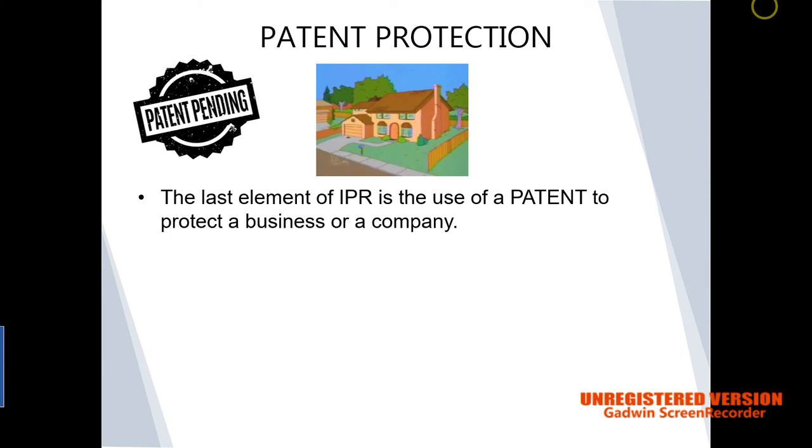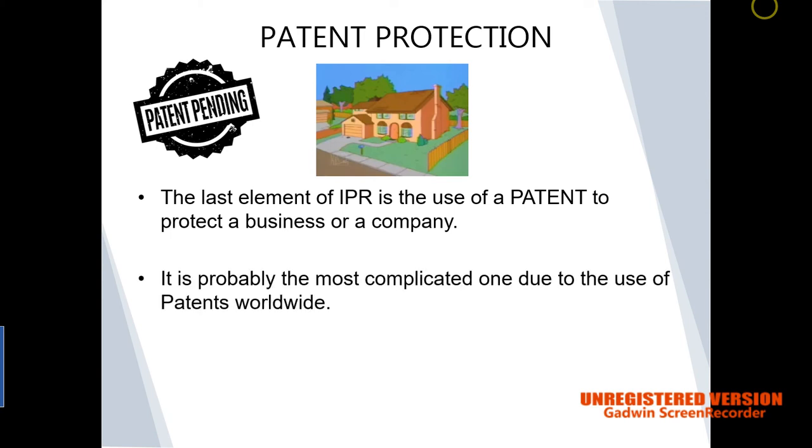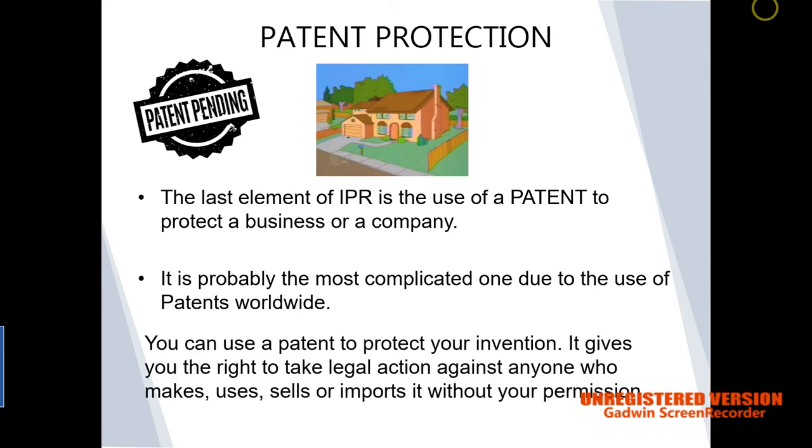Patents are used to protect a business, a company or an individual. It's the most complicated one to use because of the impact across the world. Different countries have different rules regarding patents. A patent is there to protect an invention. It gives you the right to take legal action against anyone who makes, uses, sells or imports it without your permission.